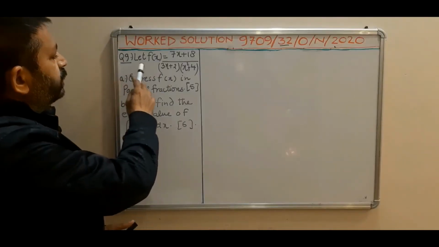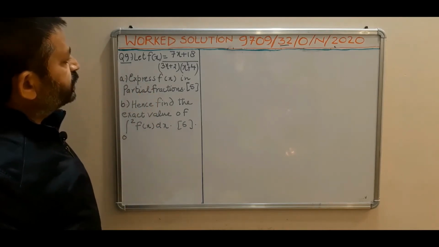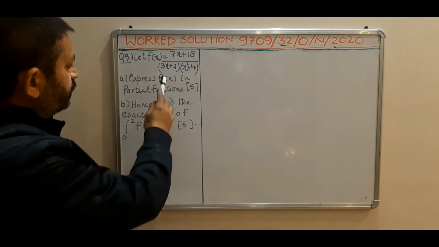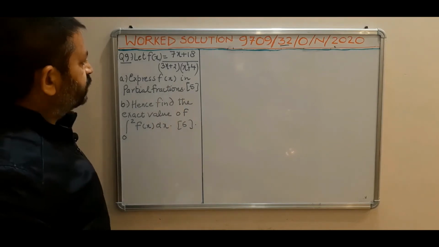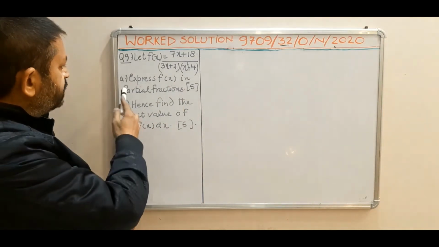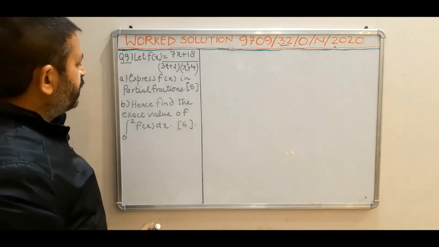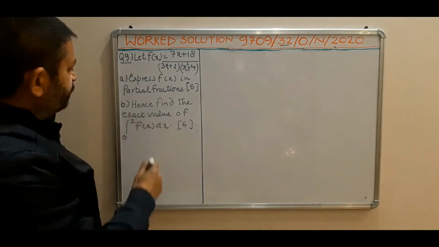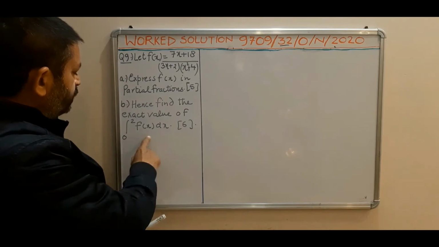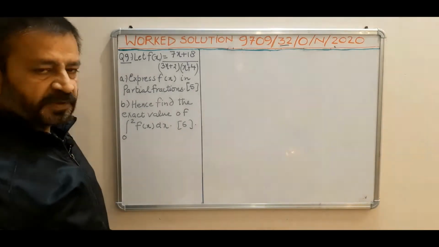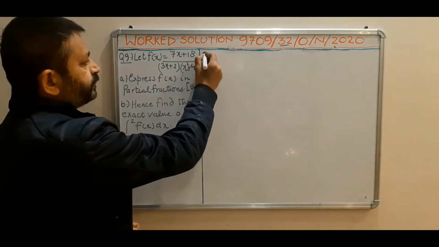Question number 9. Let f(x) equal (7x + 18) upon (3x + 2)(x² + 4). Part A: express f(x) in partial fractions. This question carries 5 marks. And part B: hence find the exact value of this integration. 6 marks. So start with part A.